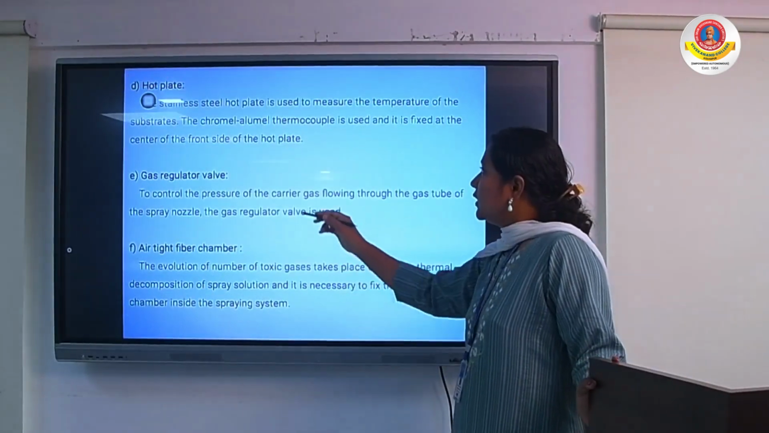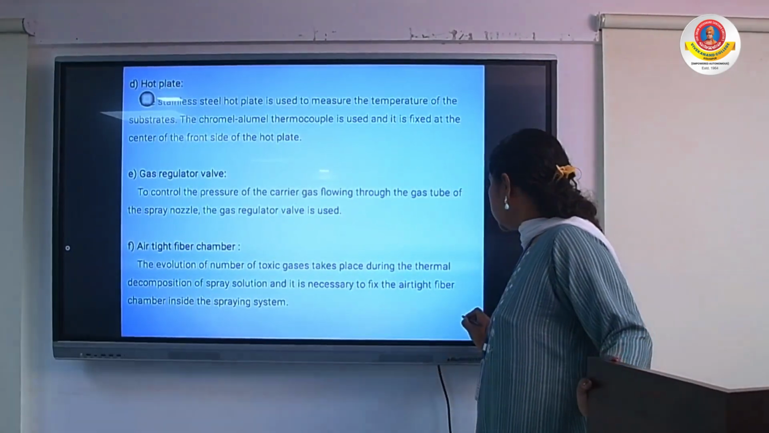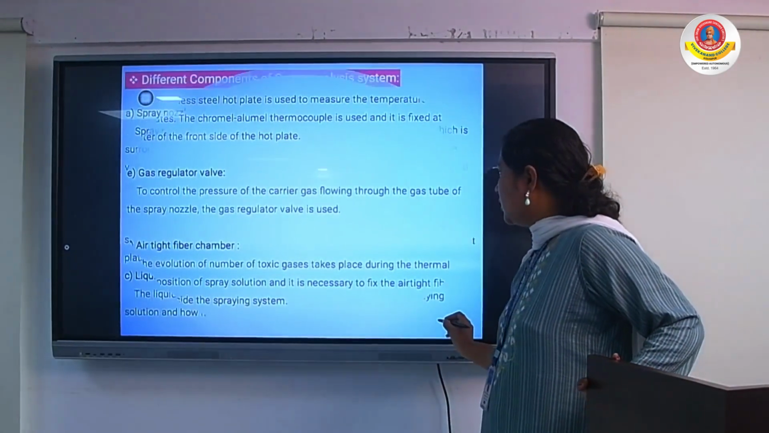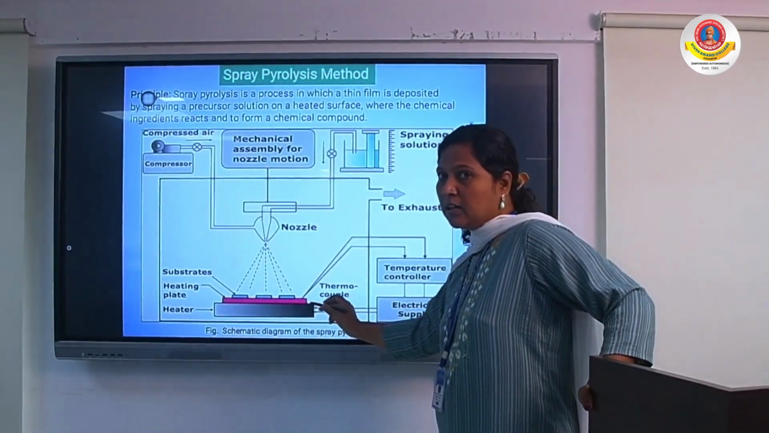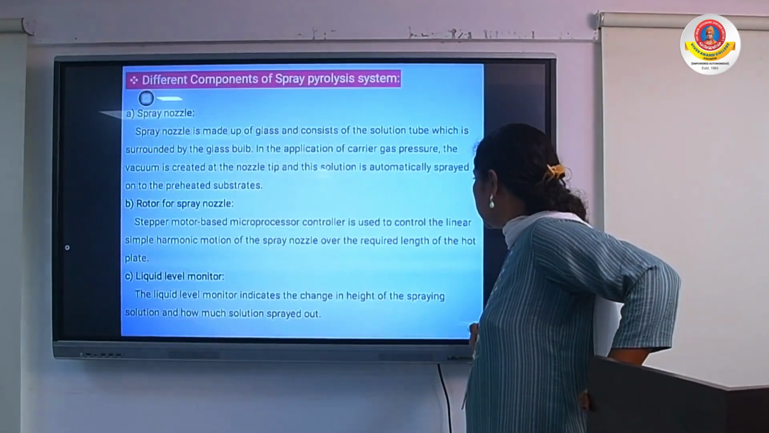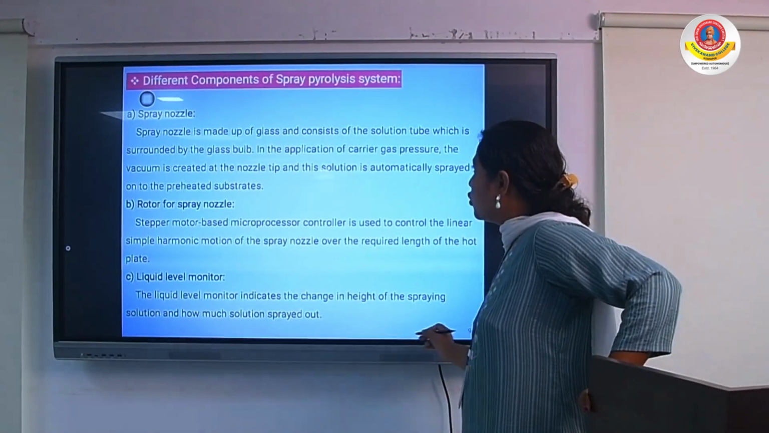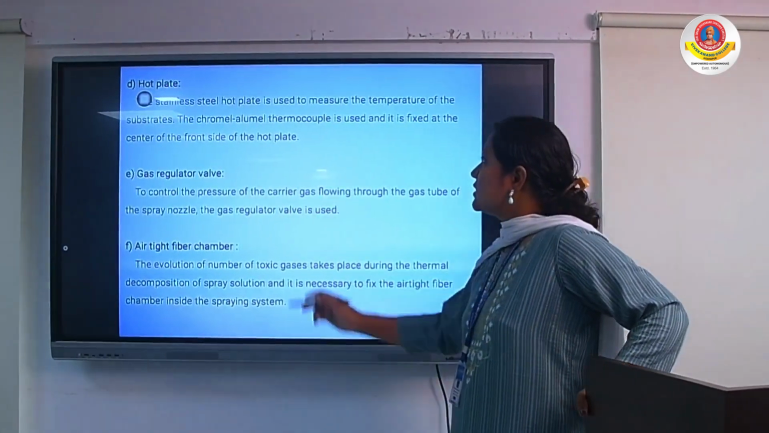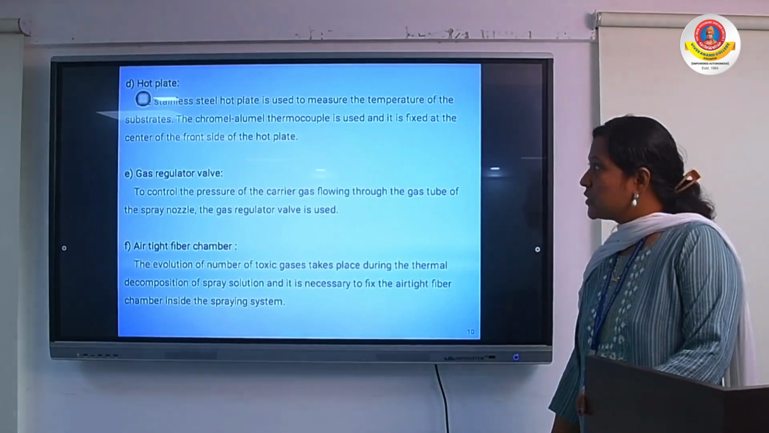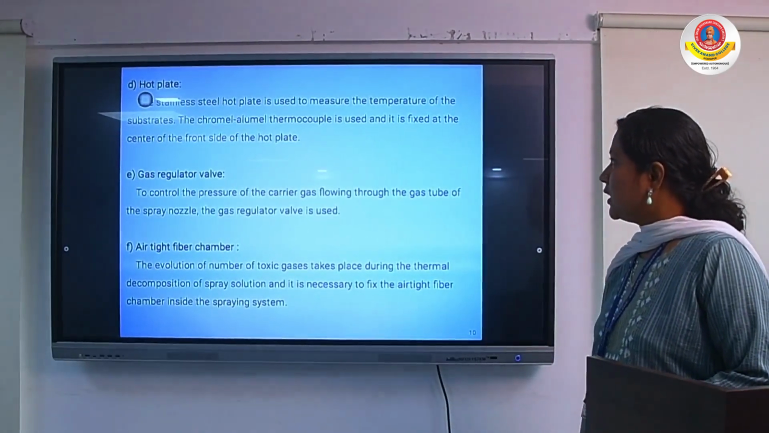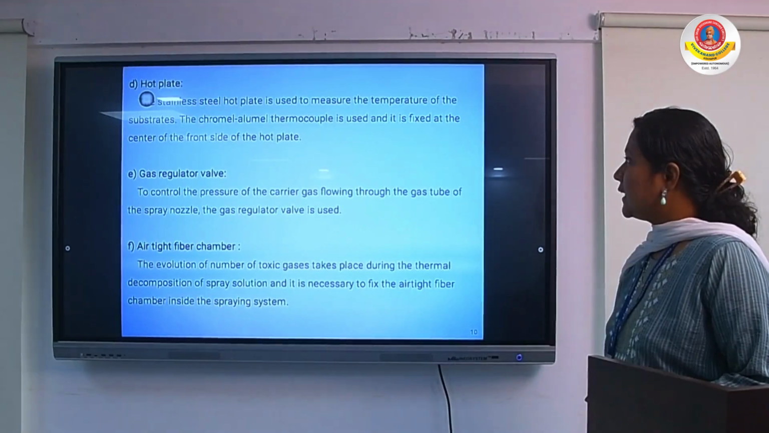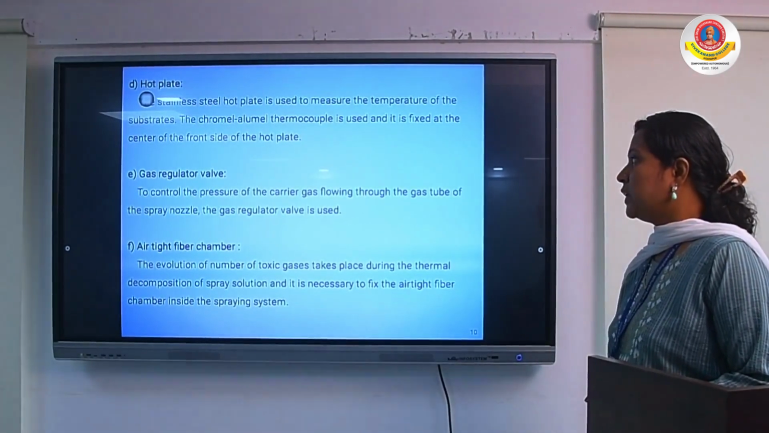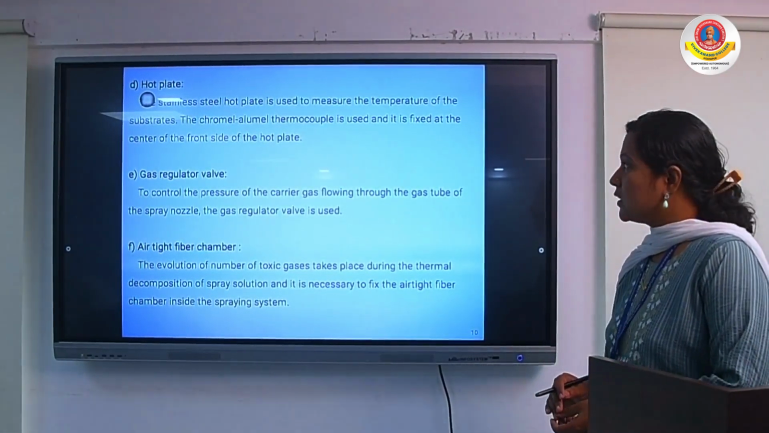Another is the hot plate. The hot plate is shown here in this figure. So what is the mechanism of the hot plate? A stainless steel hot plate is used to measure the temperature of the substrate. A chromel-alumel thermocouple is used and it is fixed at the center of the front side of the hot plate. Another component is the gas regulator valve.